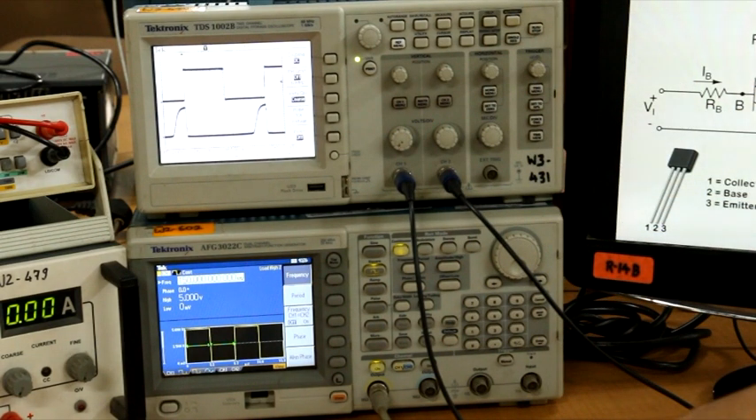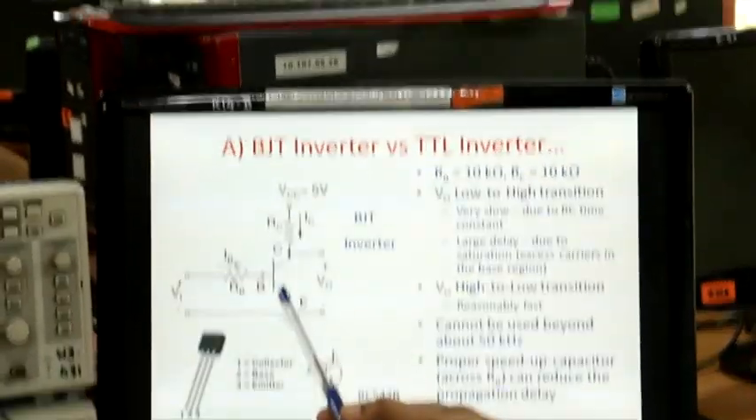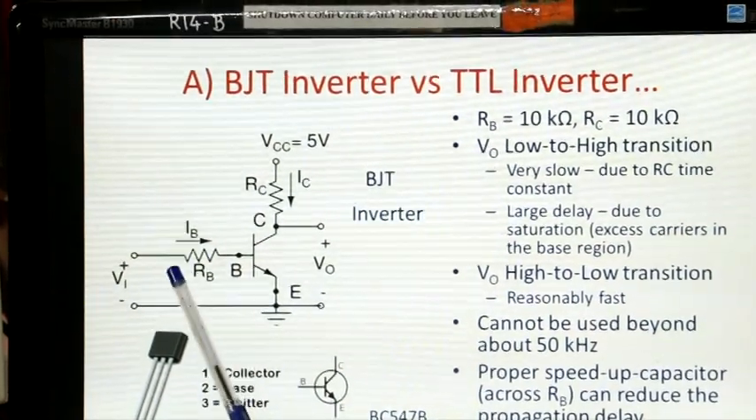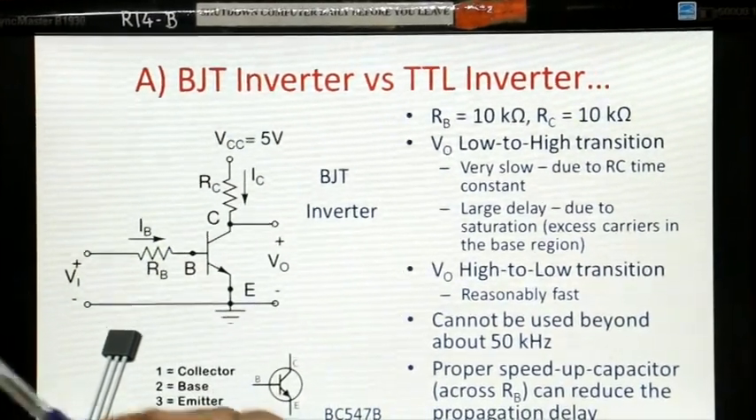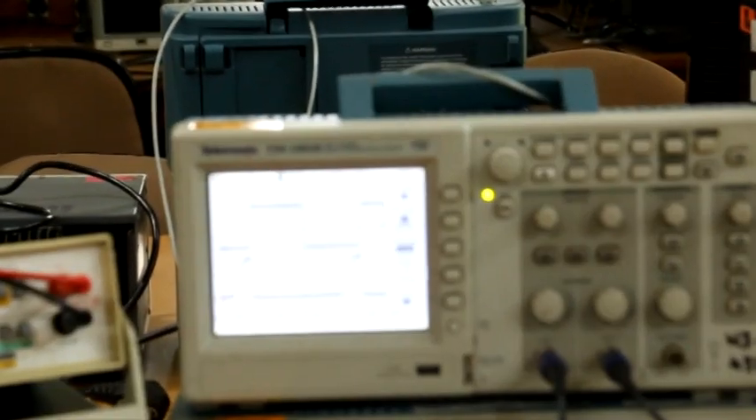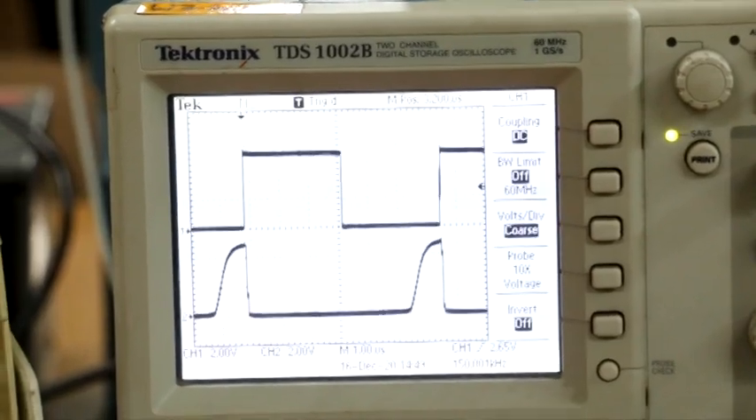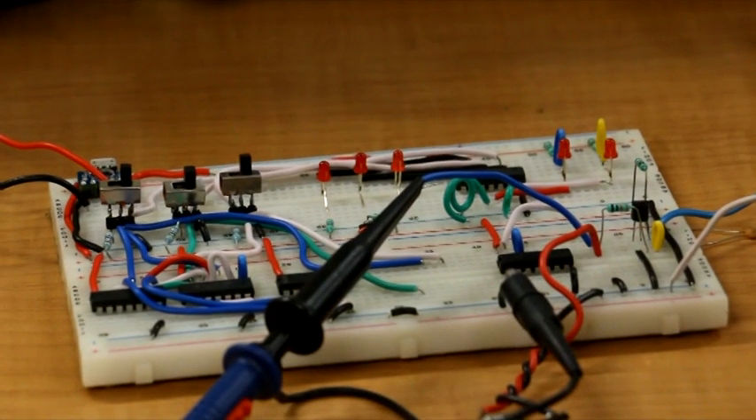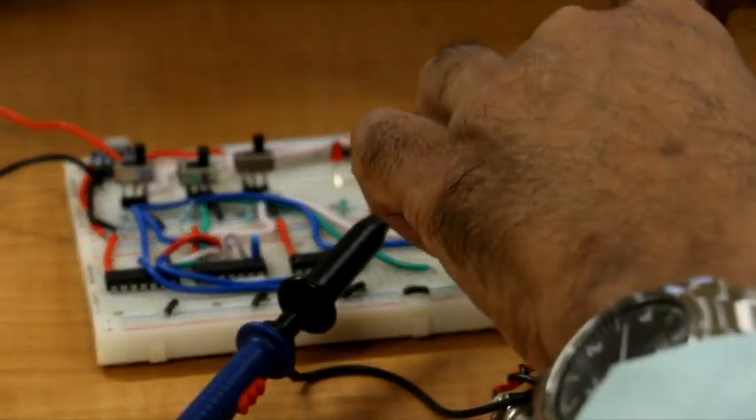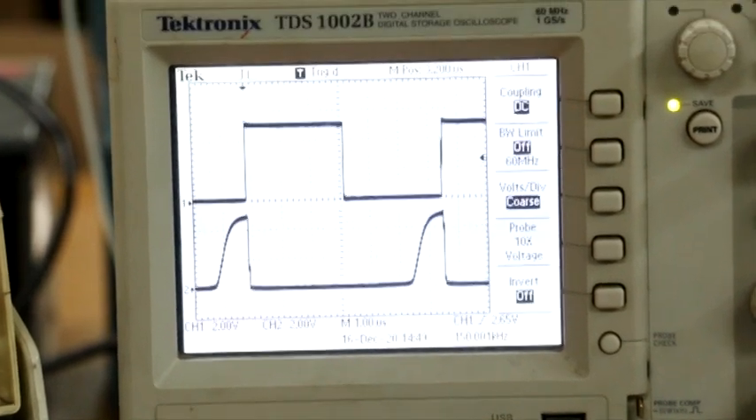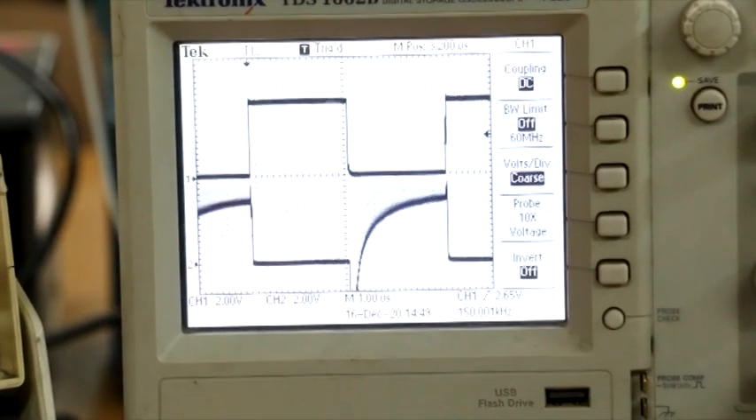What I am going to do now, in this particular BJT inverter circuit, is put a capacitor across RB, and let's watch what is going to happen to the output. First time I am going to put a capacitor of 0.1 microfarad, and watch what will happen.